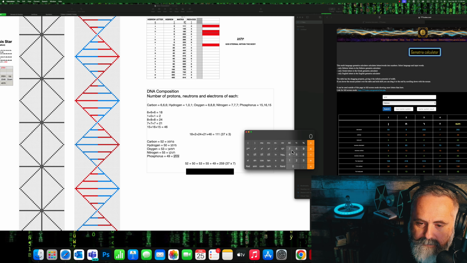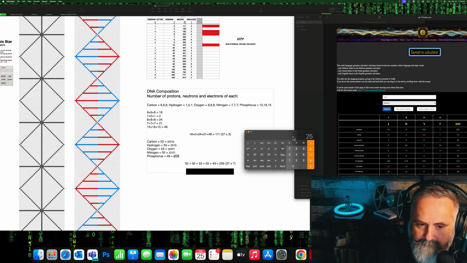So 5 and 2 is 7. 5 and 0 is 5. 5 and 3 is 8. 5 and 5 is 10, which would further reduce to 1. And then 9 and 4. So 9 plus 4 is 13, and 3 and 1 is 4. So we're going to add 4. Now we have 25. Now it's a double-digit number. Let's reduce it down again. So 2 and 5 is 7.